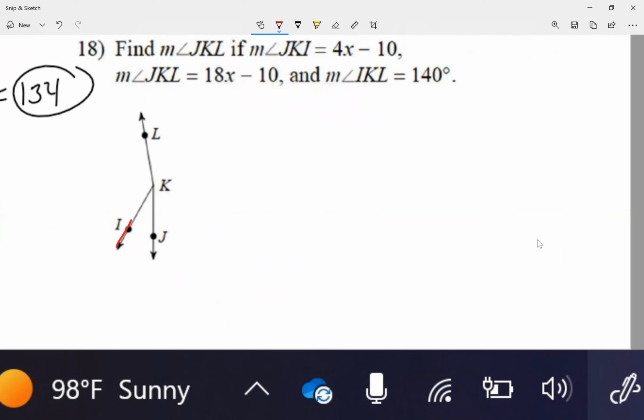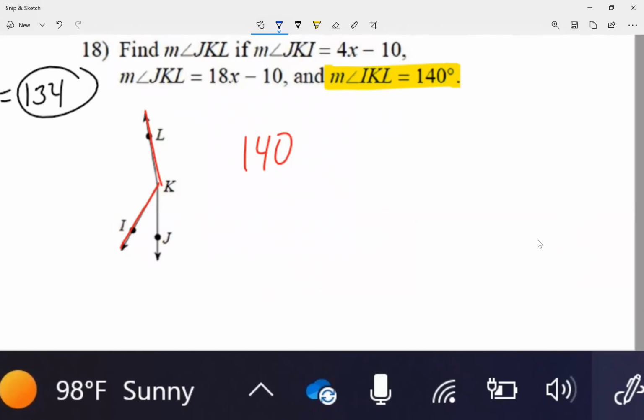I'm gonna look at this small angle. So focus on that small angle. It is used by the letters I, K, L. And I know that small angle, according to this, it's 140. So my first small angle is 140. Then I'm gonna look for the other small angle. It's the angle IKJ. I can either call it IKJ or JKI. It doesn't really matter how.